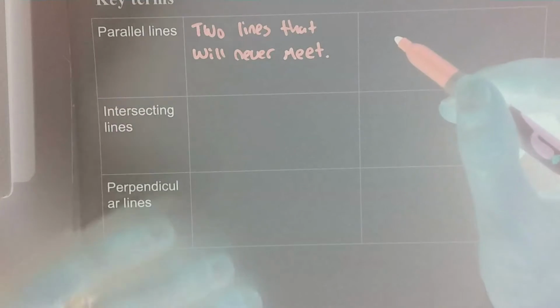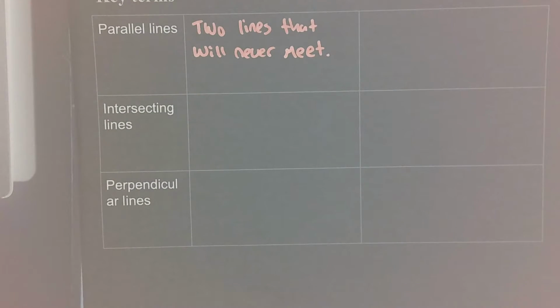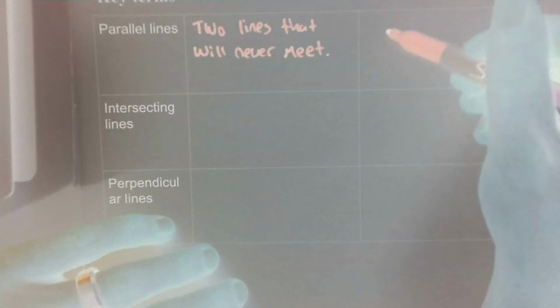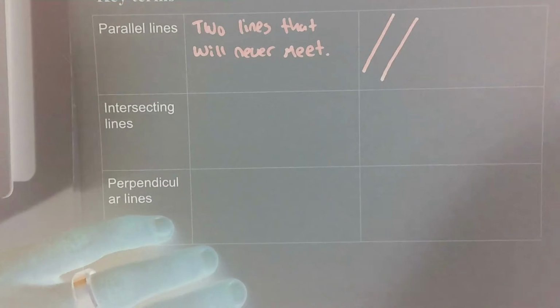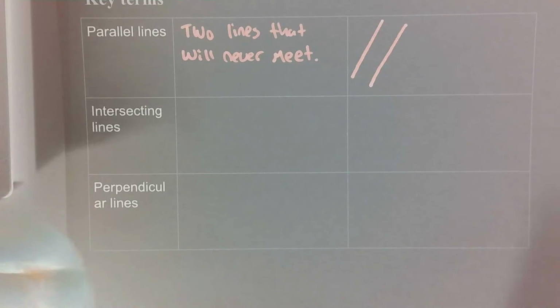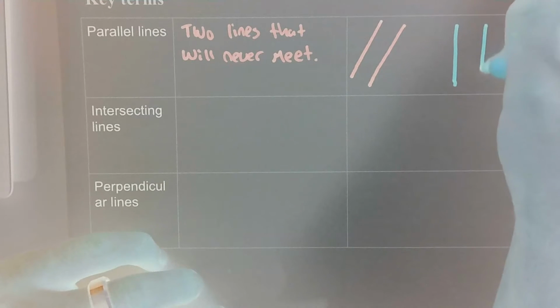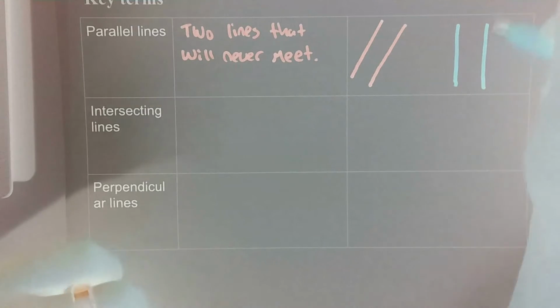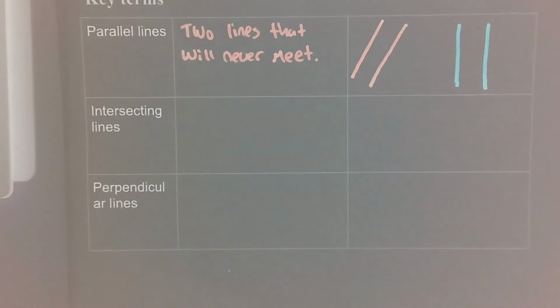And let's draw two examples of parallel lines in the box over here. Those two lines will never meet. These two lines will never meet. As far as we can keep extending these lines in any direction, they will never touch each other because they are parallel.